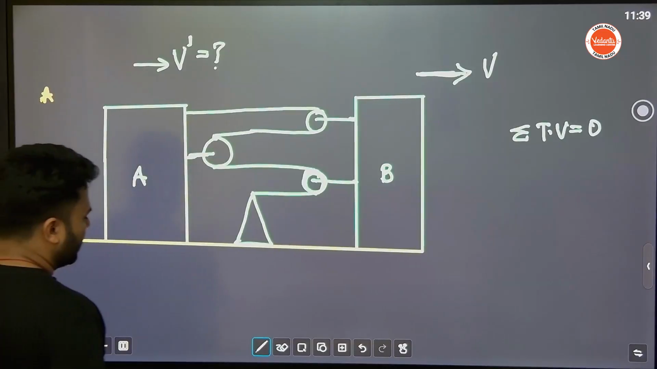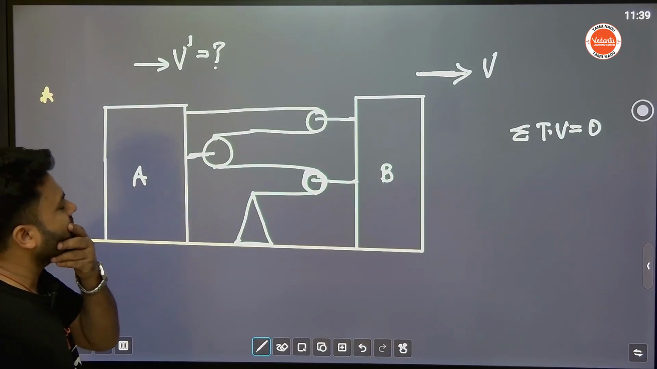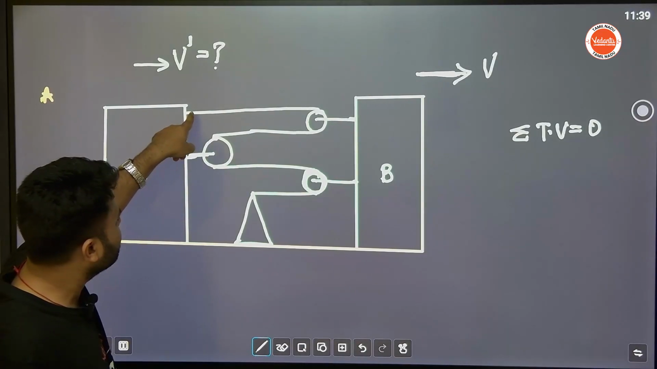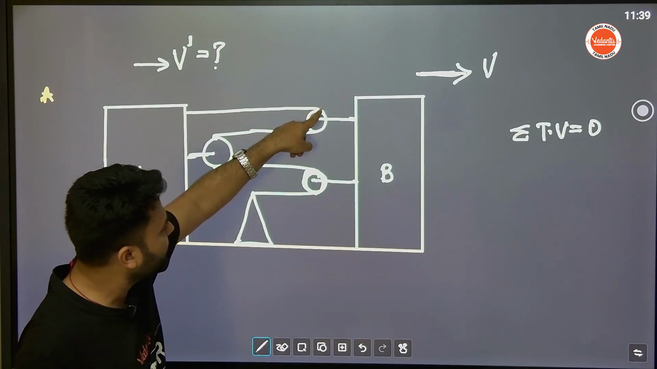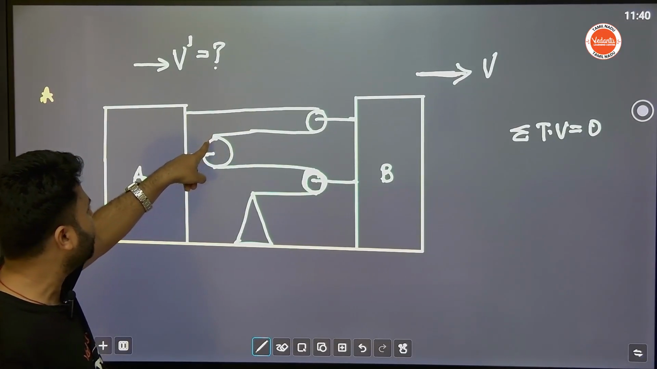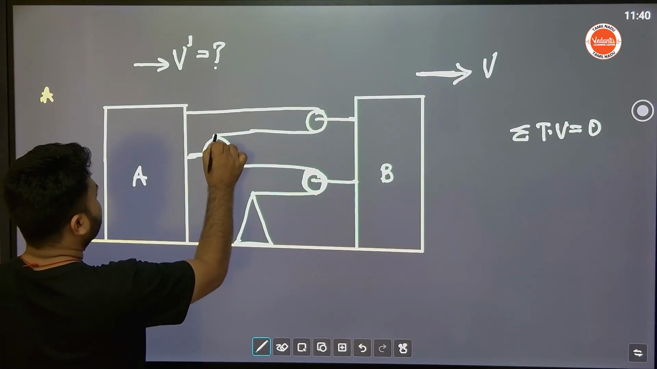So see how we are going to do it. First of all, try to understand the question. Here we have one pulley, here we have one pulley, here we have one pulley. This is one string. It is attached to this pulley, it is wrapped over here, again it is wrapped over here, and again it is wrapped over here.